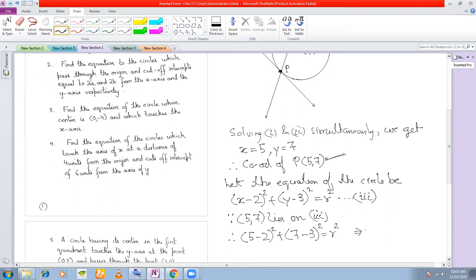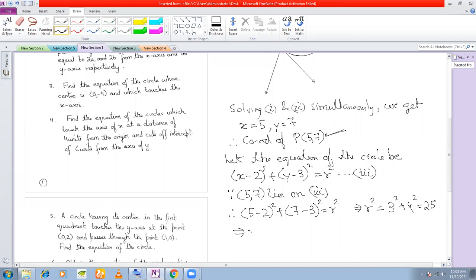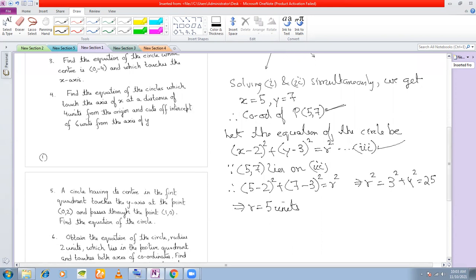So you get r square is equal to 3 square plus 4 square, which is equal to 25. That means r is equal to 5 units. So therefore, we have got the radius. Now you simply put the value of r in 3 to get the equation of the circle. Hence, from 3, the required equation of the circle is (x minus 2) whole square plus (y minus 3) whole square is equal to r square, which is 25.